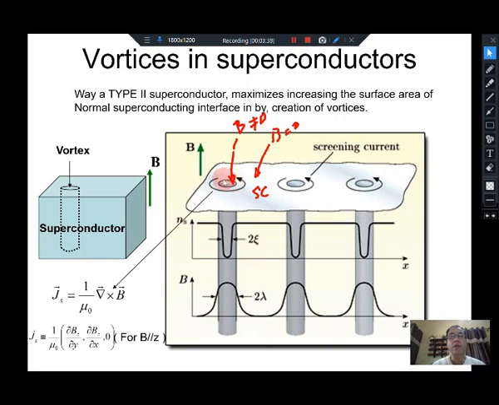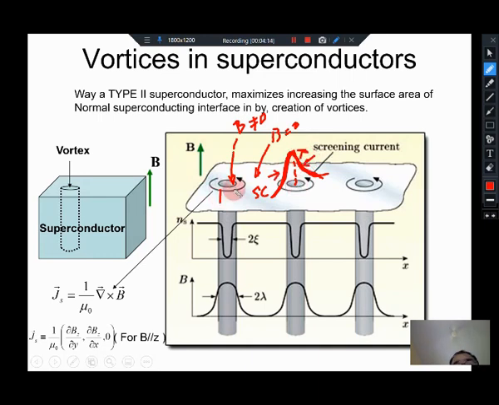So around the vortex core, the magnetic field will decay down over a distance lambda. If I can plot it, if this is the center of the vortex core, then on either end of the vortex core, the magnetic field will decay out into the superconductor over a distance which is lambda. The size of this will be of the order of lambda.